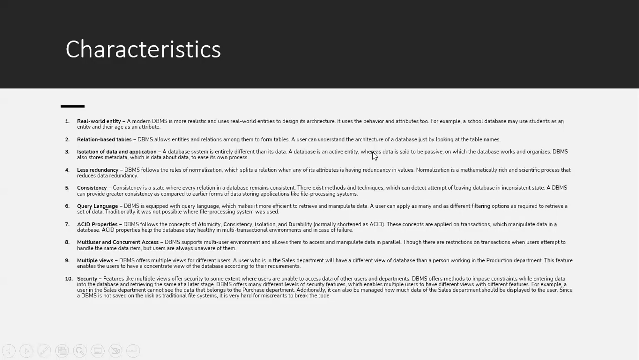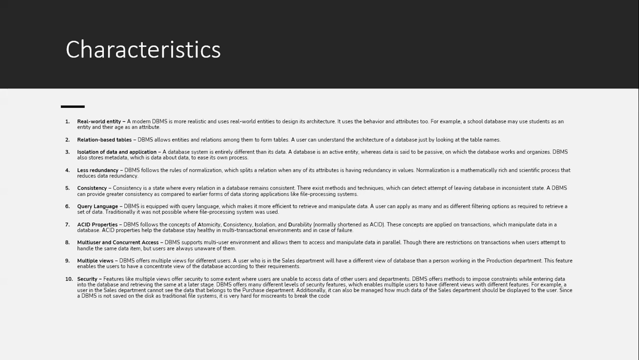Now the characteristics. First, real-world entity: a modern DBMS is more realistic and uses real-world entities to design its architecture. It uses behavior and attributes. For example, a school database may use students as an entity and their age as an attribute. Second, relation-based tables: a DBMS allows entities and relations among them to form tables. A user can understand the architecture of a database just by looking at the table names.